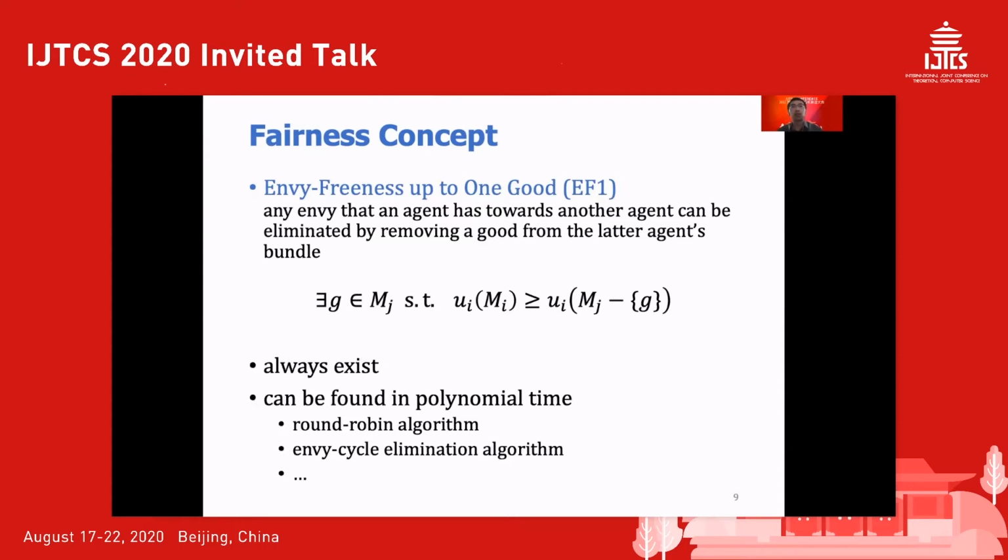EF1, envy-freeness up to one good, also enjoys a couple of nice properties. It always exists for any number of players. Also, it can be found in polynomial time by a number of different algorithms.